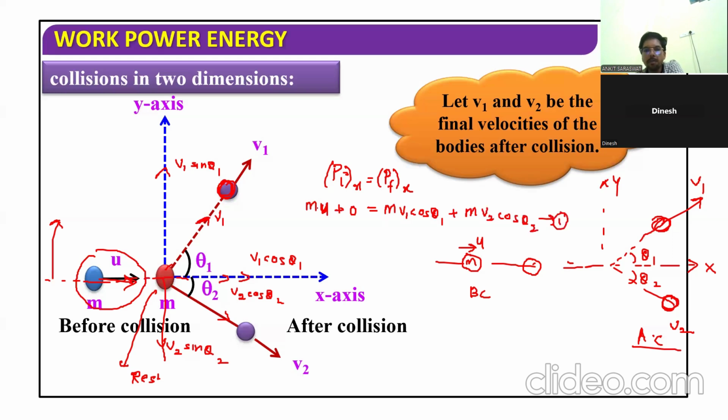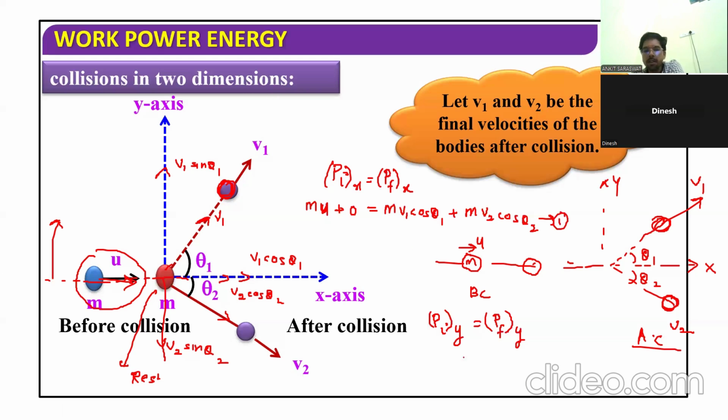Similarly, in y direction, we will do the conservation of momentum in y direction. Why are we doing this? Because the body is moving in two dimensions. Otherwise, directly I can apply pi is equal to pf, and net momentum change will be 0. There is no change in momentum in x, and there is no change in momentum in y.